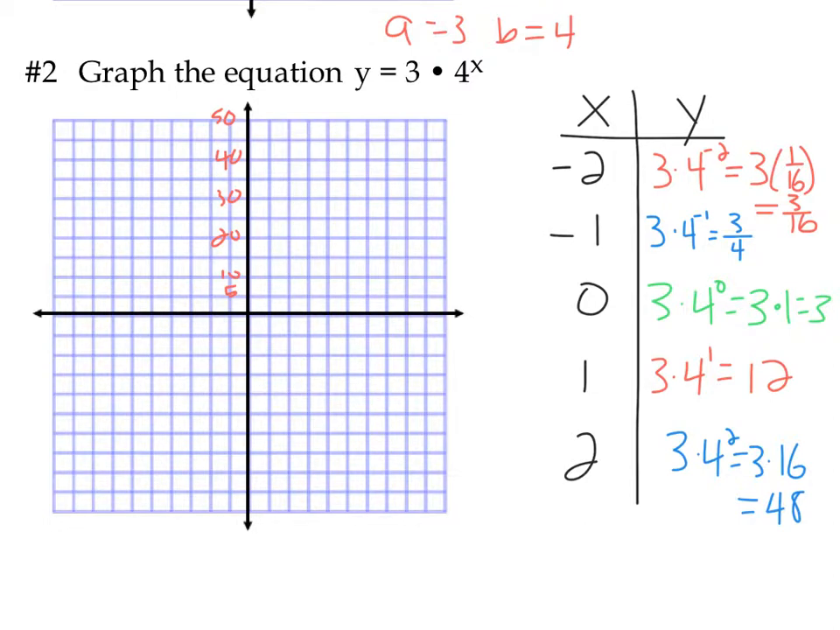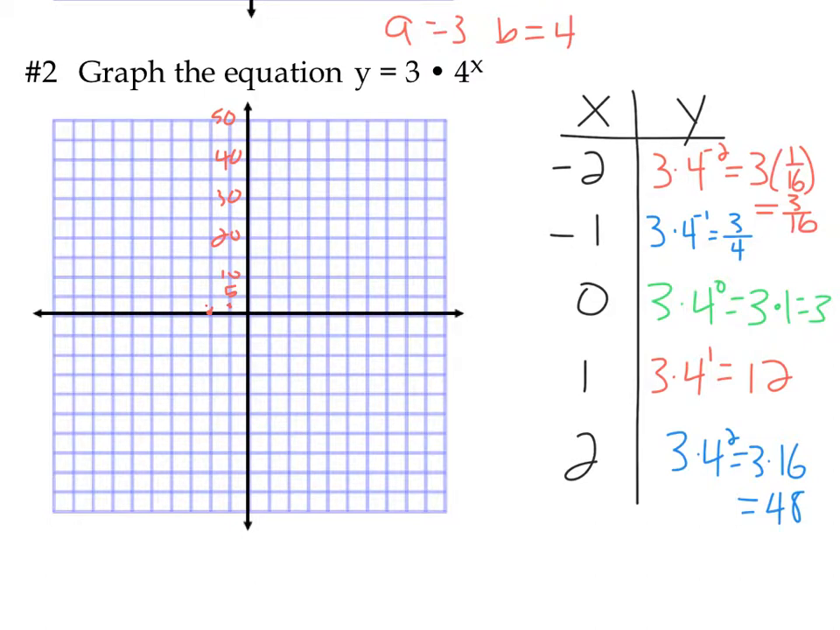So when I plug in -2 in for x, I got 3/16 for y, right? Really pretty close to 0. So -2 and then 3/16 way down there. Not on 0. It's hard to draw it that close to 0, but you want to be just above the axis. And then we have -1 and 3/4, right around there.